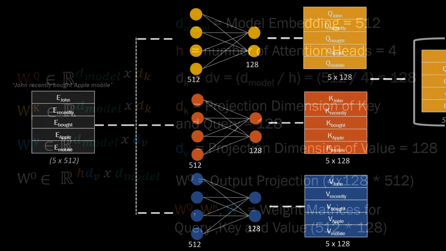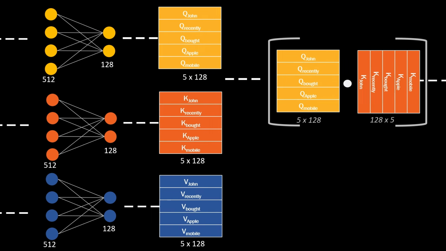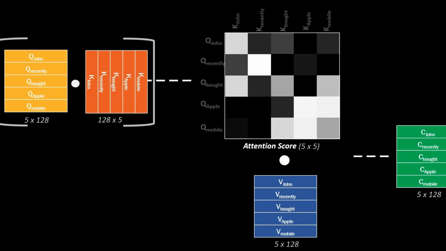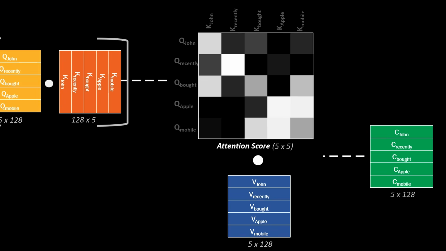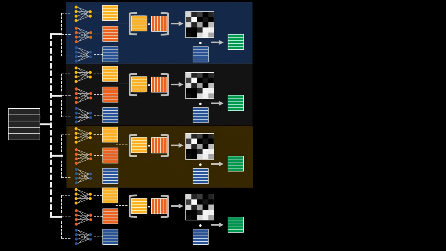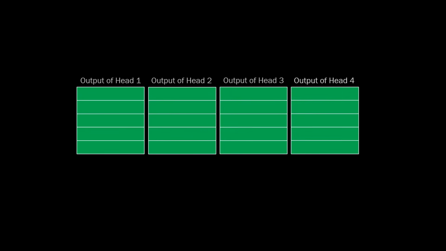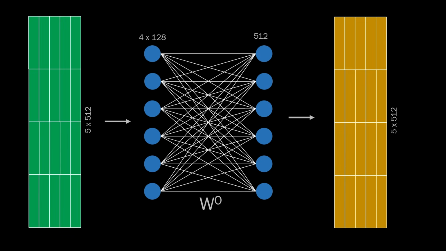Each individual attention head works exactly like the self-attention mechanism we discussed earlier. It computes attention scores, applies softmax, takes a weighted sum, and produces an output embedding. Since we have 4 attention heads, this process is repeated 4 times, each with its own learned projections. After that, we concatenate the outputs from all heads, resulting in a 512-dimensional vector, which is the same as our original embedding size. Finally, we apply a linear projection using WOut to get the final contextual representation.